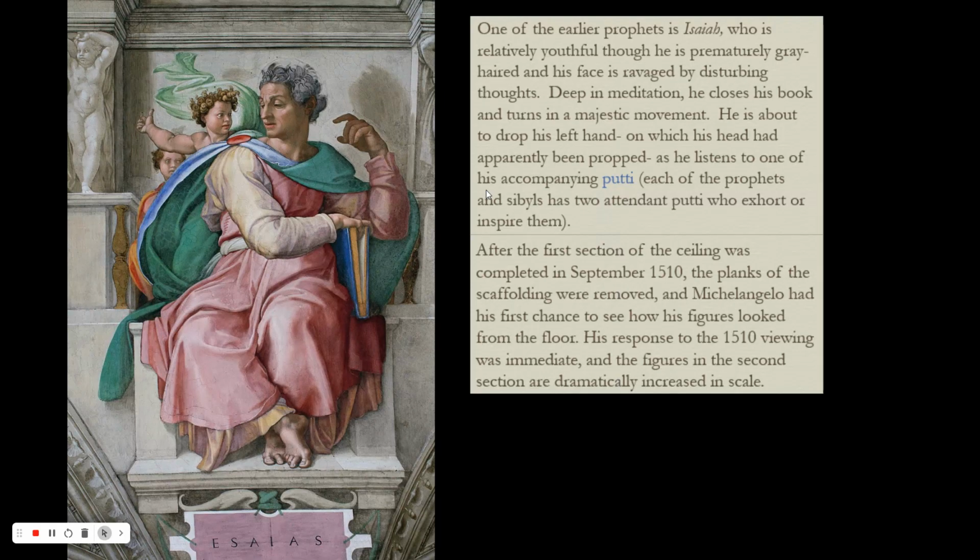After the first section of the ceiling was completed in 1510, the planks of the scaffolding were moved, and Michelangelo had his first chance to see how the figures looked from the floor. His response to the 1510 viewing was immediate, and the figures in the second section are dramatically increased in scale. Okay, so one of the things I want you to notice about Isaiah here is the twisting of his body and how his body moves so effortlessly, even though he's just paint.